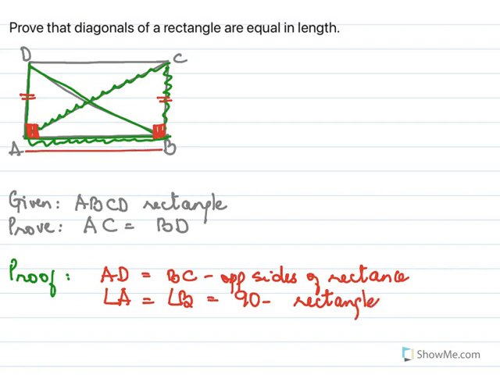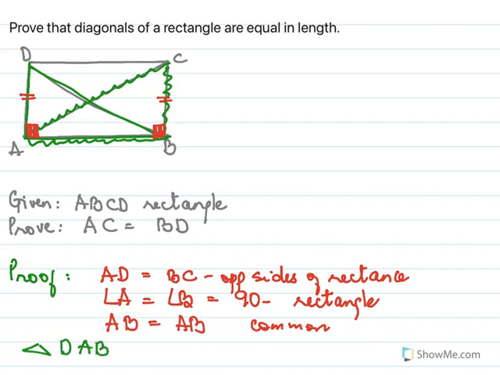And then we have AB equal to AB, that is common. So AB equal to AB, common. So now the triangles are congruent by SAS. So triangle DAB will be congruent to triangle CBA.